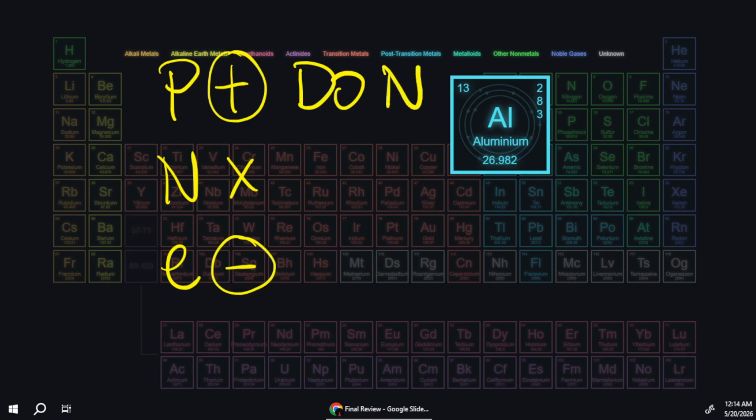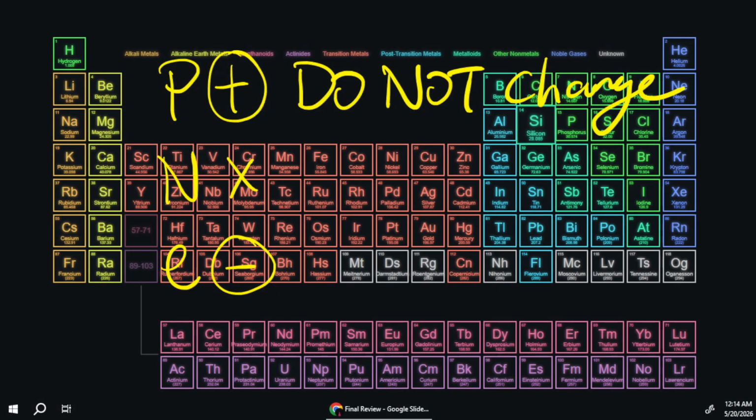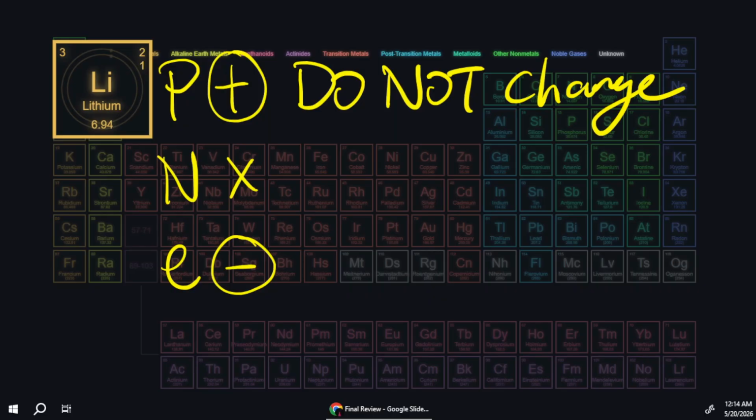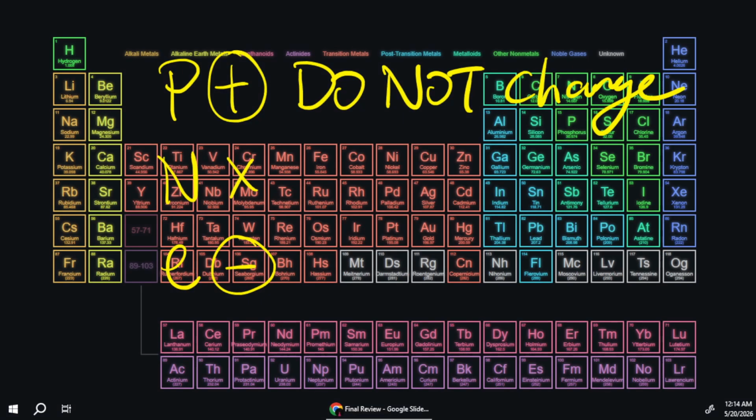Protons do not change. There is no change in protons ever. If it changes, then the whole element will be different. That's a nuclear reaction. But if the element has 3 protons, it will always be lithium, and lithium will only have 3 protons. If the number of protons changes, it's not the same element, okay?